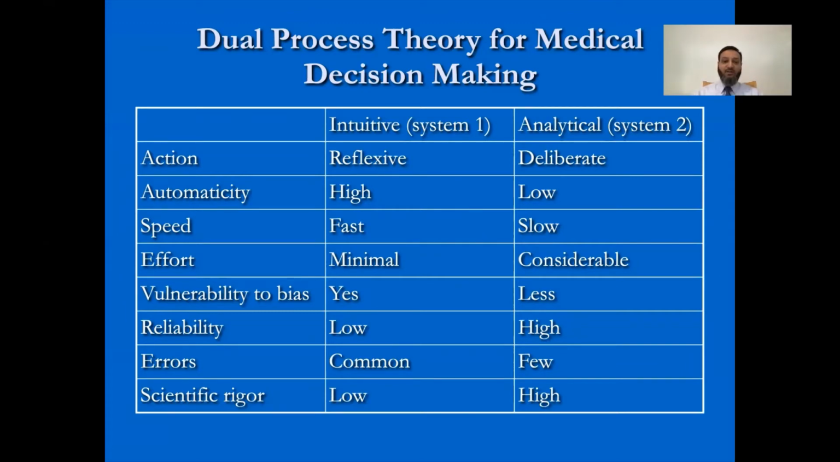System one has some vulnerabilities to bias, and system two is much less vulnerable to these biases. System one can be much less reliable compared to system two. Errors can occur more commonly in system one compared to system two. And scientific rigor is usually a little bit lower in system one compared to system two. So there are some advantages and disadvantages of both systems.